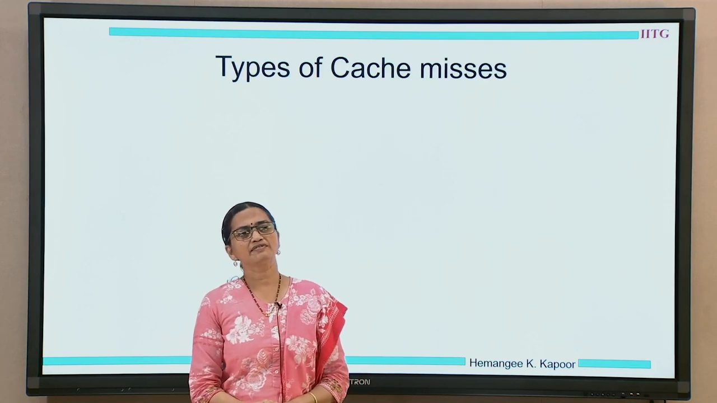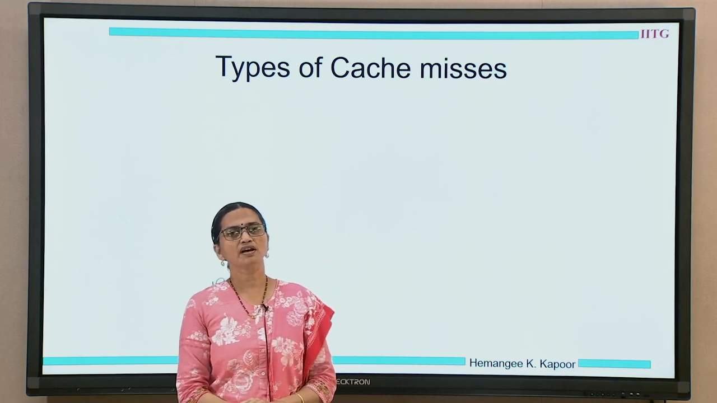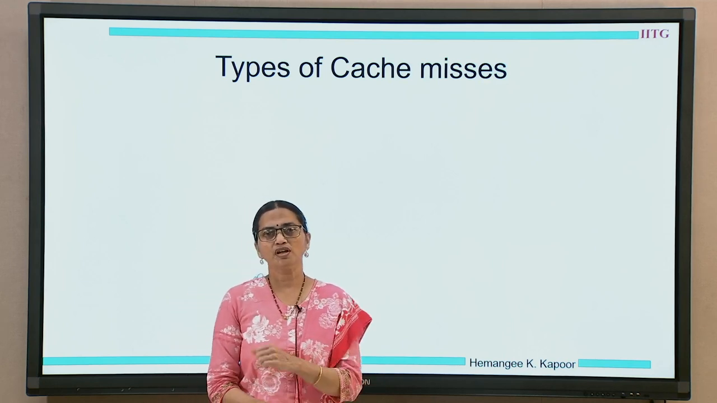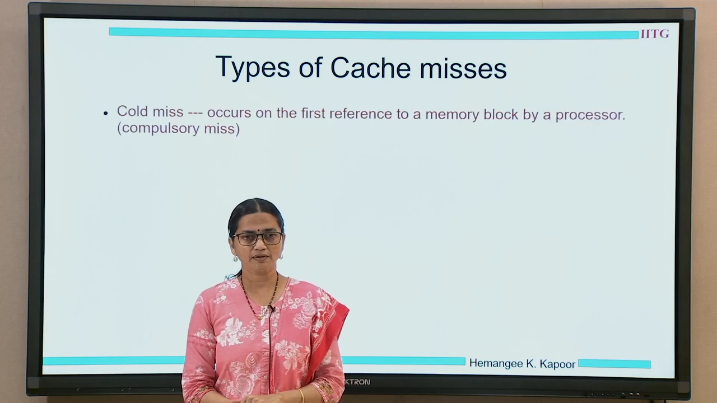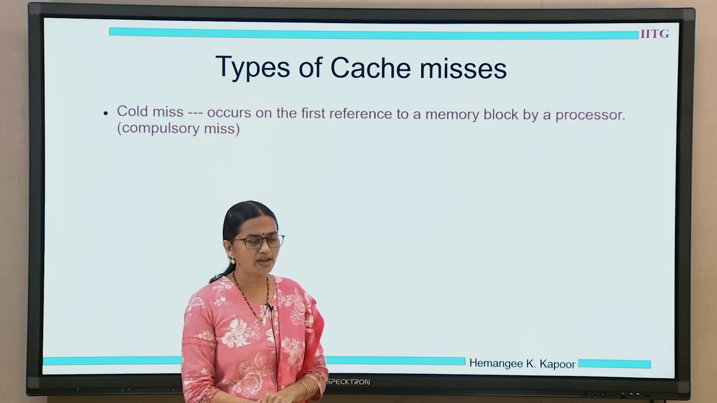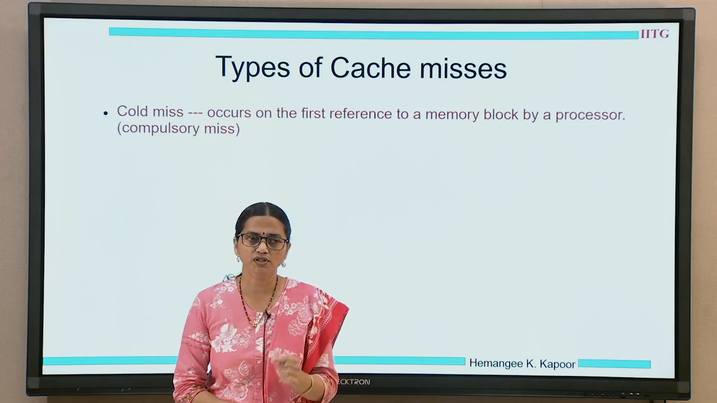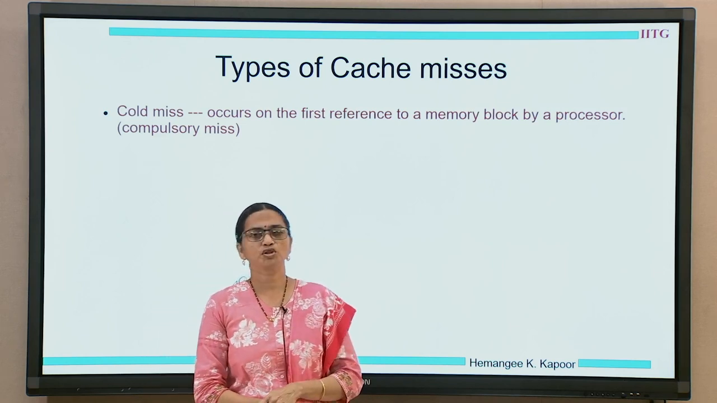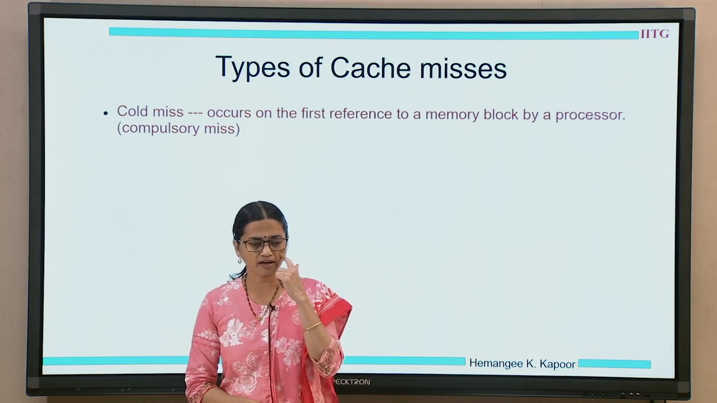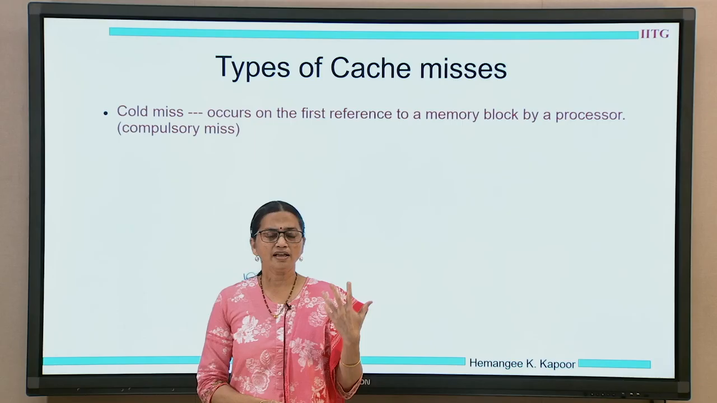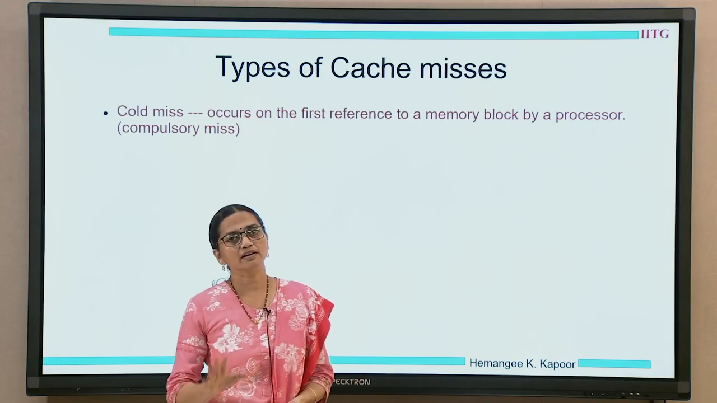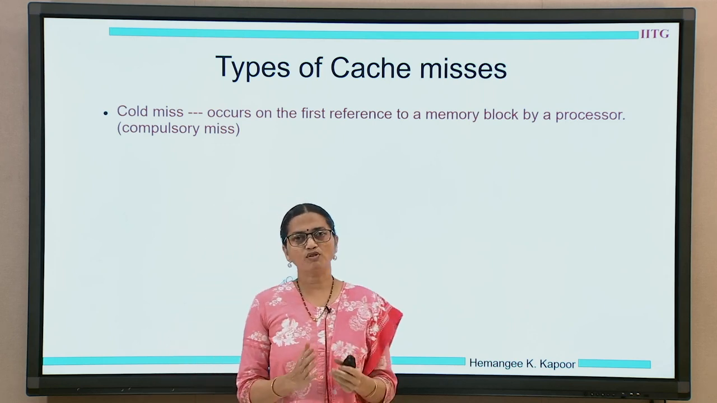If you recollect, we have done the types of cache misses in our previous module on the recap of caches, right? We were looking at the 3 C's model of the cache, and then we also added the 4th C during the cache miss discussion. So the first miss is normally called the cold miss. That is a compulsory miss which always occurs because we are accessing the block for the first time.